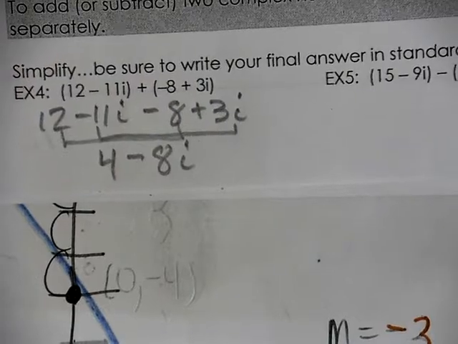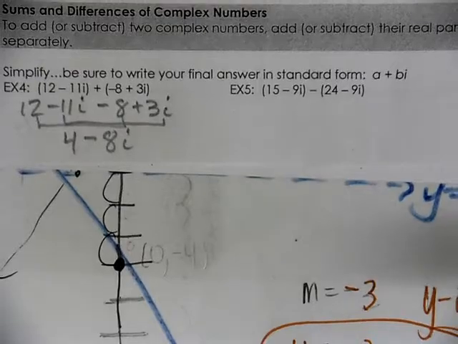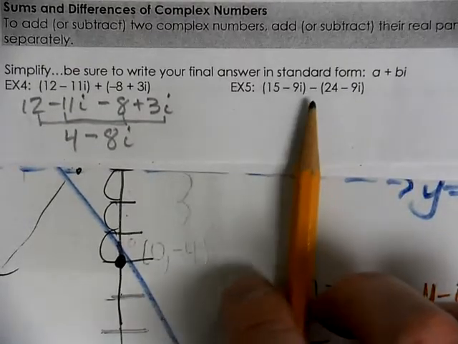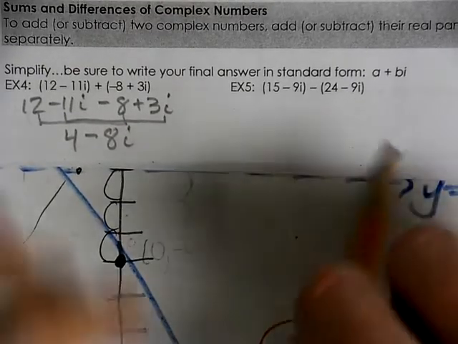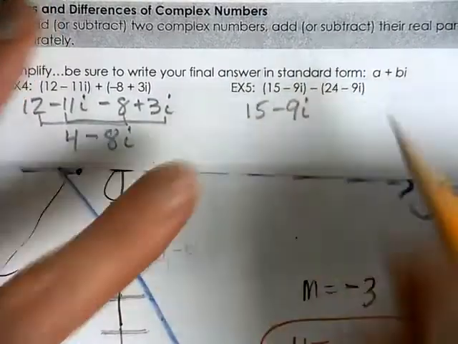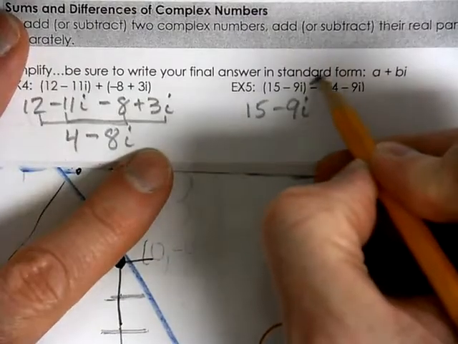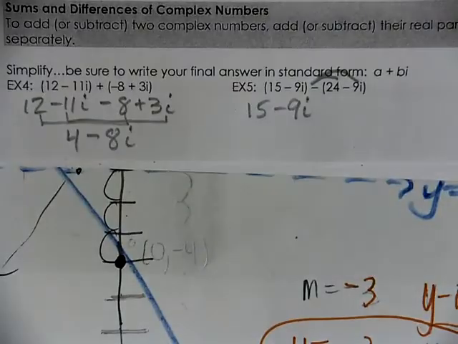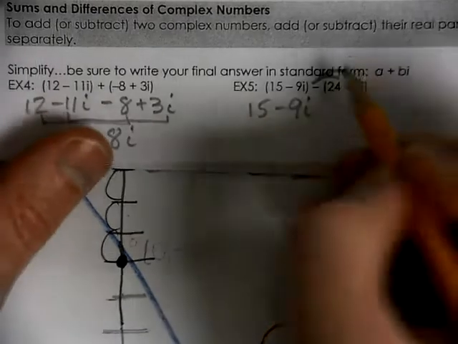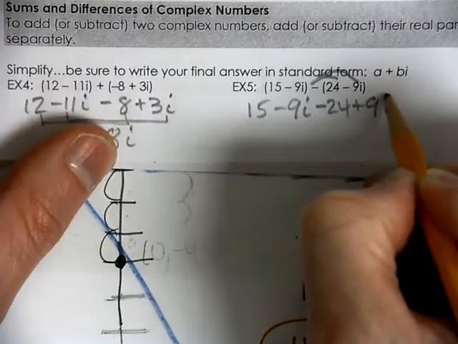The next one is a subtraction. Now really, you don't need the parentheses around the first binomial. That's really irrelevant. But you do need the parentheses around the second one because we need to distribute through. It needs to go to both terms. So this is going to be negative 24 and a positive 9i.